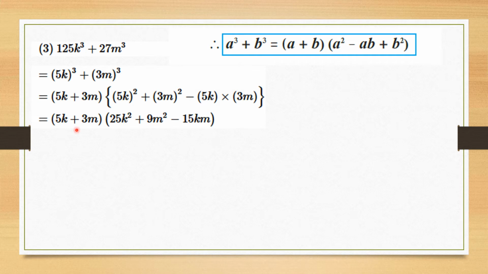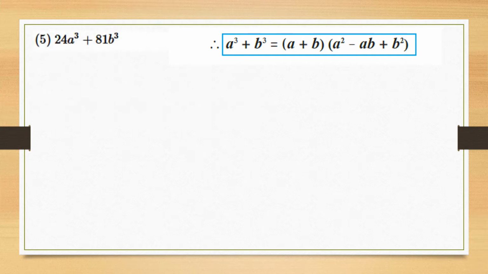So the final solution, or the final answer, will be 5k plus 3m into 25k square plus 9m square minus 15km. If you see the fifth sum is 24a cube plus 81b cube.